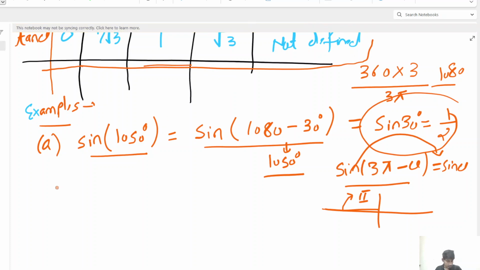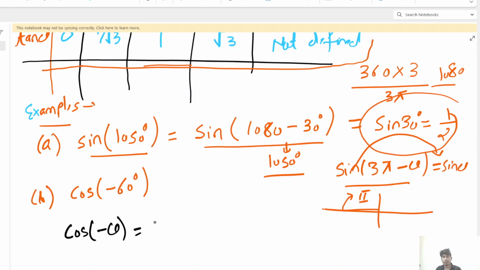Next we have to find the value of cos minus 60 degree. We know cos of minus theta is cos theta. So cos minus 60 is cos 60, that is equal to 1 by 2.